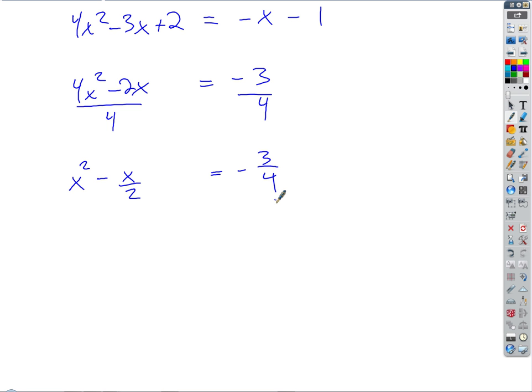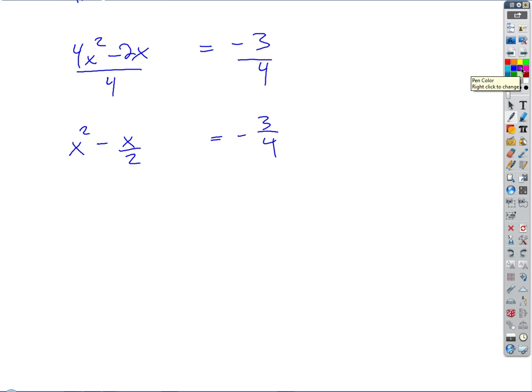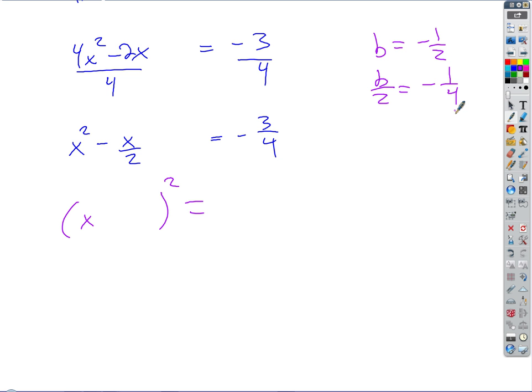We know that when we complete the square, this is where I think it's maybe a good idea to set up the template of what it's going to look like. What number is going to go here? It's going to be coupled with the x. B over 2, good. And b is negative 1/2, isn't it? So let's write that down. B is negative 1/2, so b over 2 is negative 1/4.